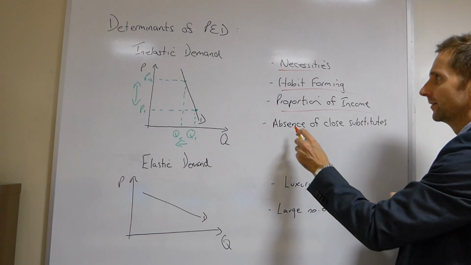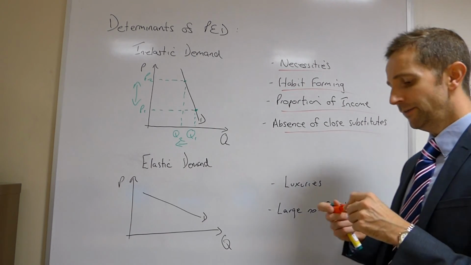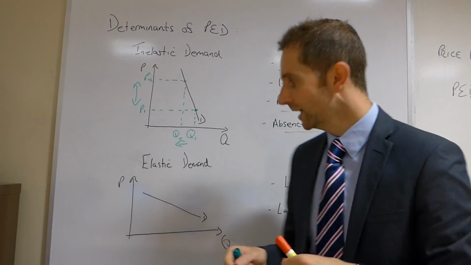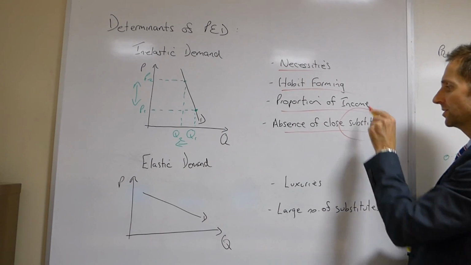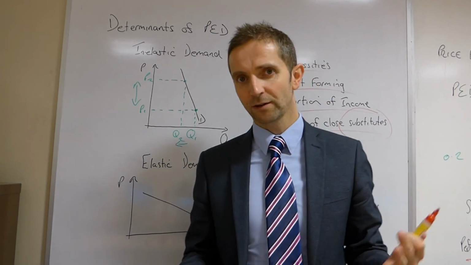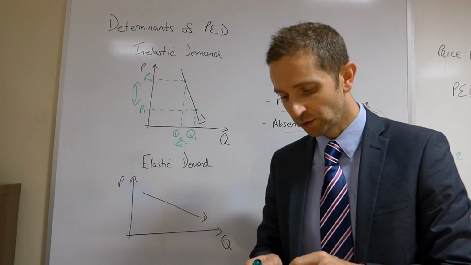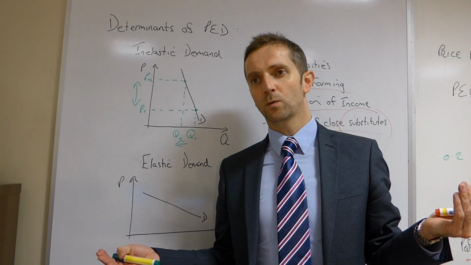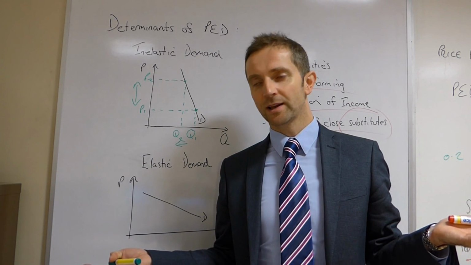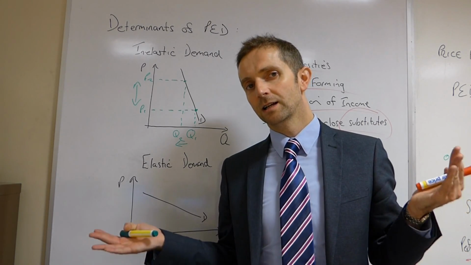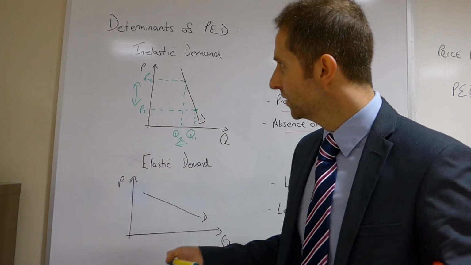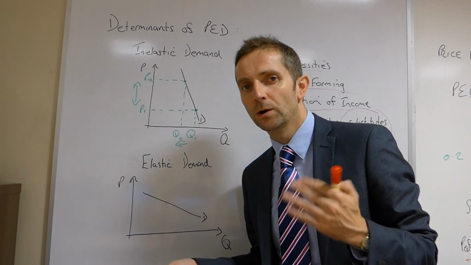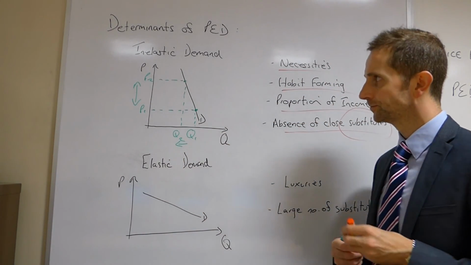And then finally, if there's nothing else, i.e. what we know in the business as substitute goods, if there are no close substitutes, and the price of the product rises, well, you've just got to buy that particular product. And so, again, that would make the PED less than 1 and very inelastic.